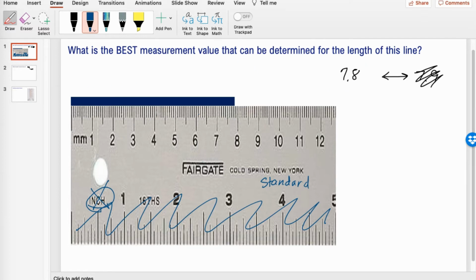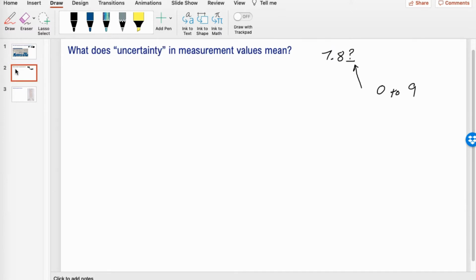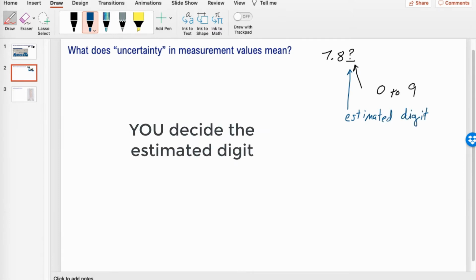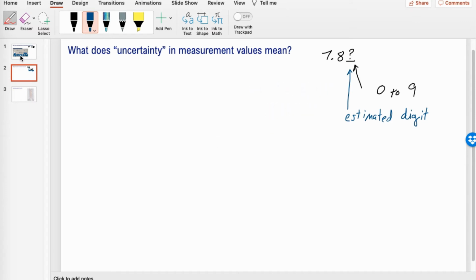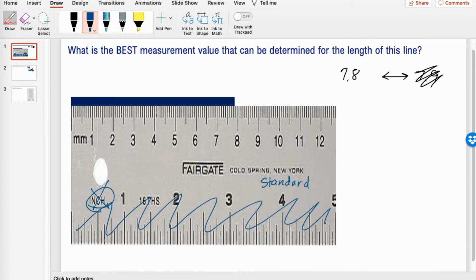So now with that said, we have to come back here and figure out what is going on. We are uncertain, so we have to make a guess right here. This has to be between 0 to 9. This is what we call an estimated digit. You're going to make an estimate. This is going to be your estimated digit. You have to make a really good educated guess as to what the value of that number is. And here's how we do that. Okay. So let me zoom back in.